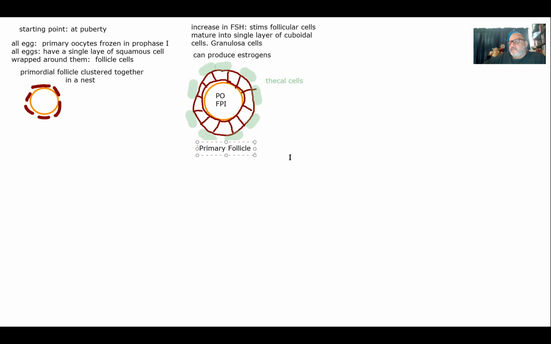All right. You with me so far? So prior to puberty, all we have in the ovary are primordial follicles. But once we start our ovarian cycle, an increase in follicle stimulating hormone causes those follicular cells to mature into granulosa cells, and we start producing estrogens. And when we have a single layer of granulosa cells, we now have a primary follicle.